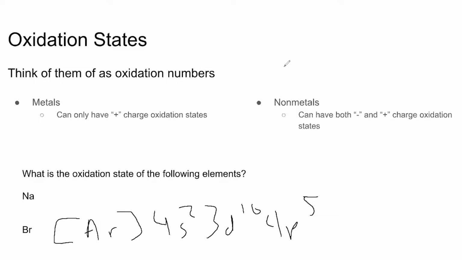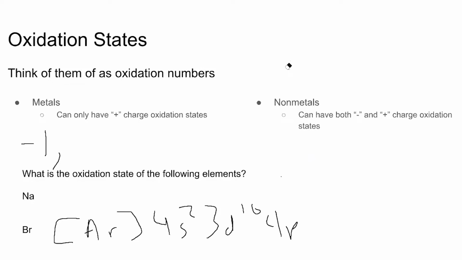In order for bromine to reach the nearest noble gas, which is krypton, it needs one more electron. If you add one electron to this, it will become 4p6, right? So bromine will have an oxidation state of -1. That's one of the oxidation states it could have.